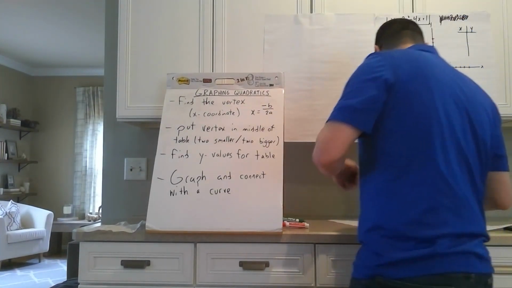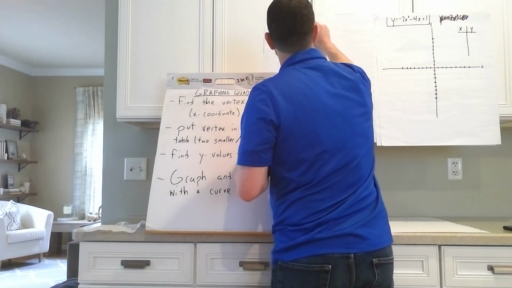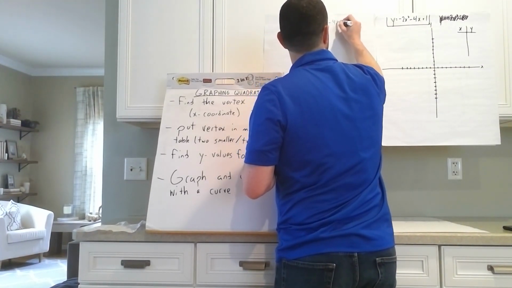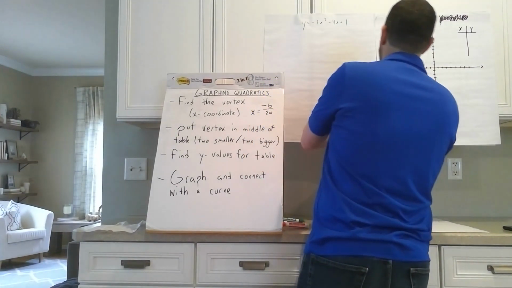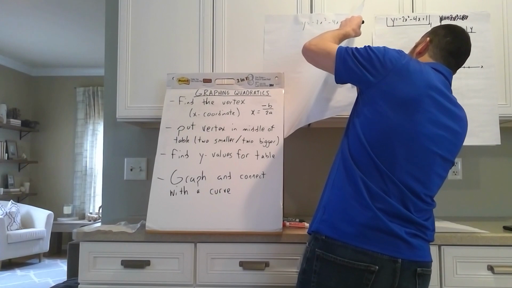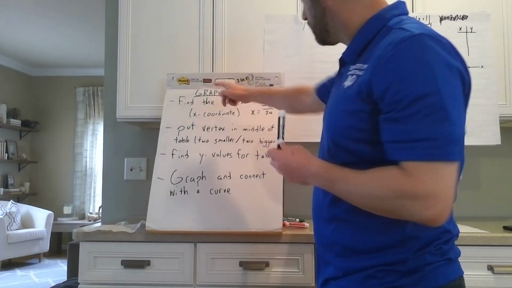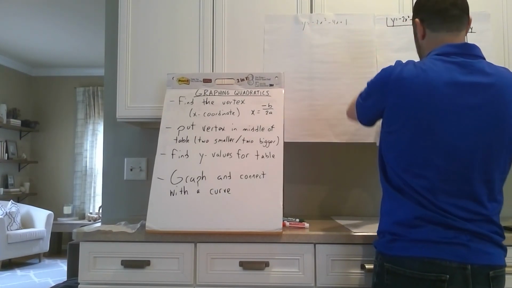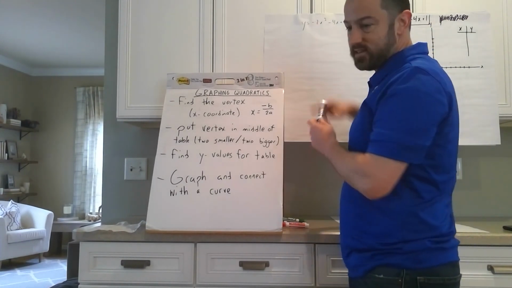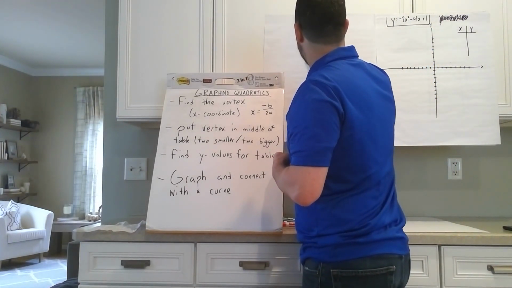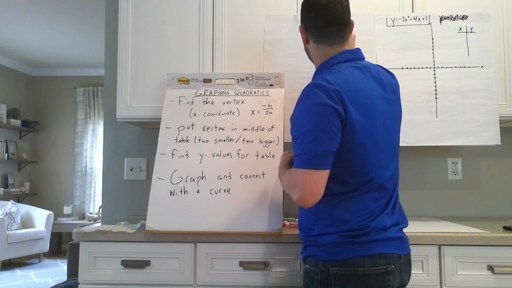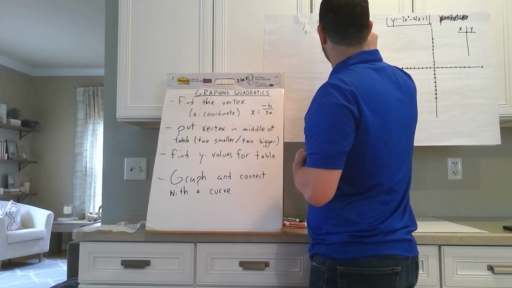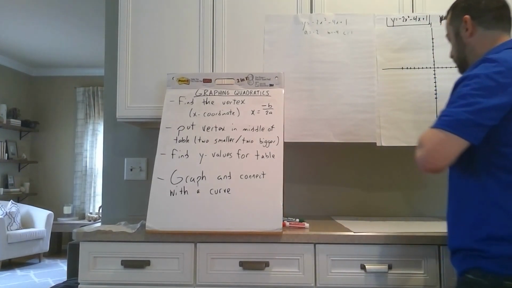Okay, this one's going to be y equals negative 2x squared minus 4x plus 1. All right, first thing, find the vertex. Important to note, this is going to be a parabola facing downward. It's going to be an upside down U. I know that because a is negative. A is always with the x squared. B is always with the x, negative 4. And C is by itself, which is 1.